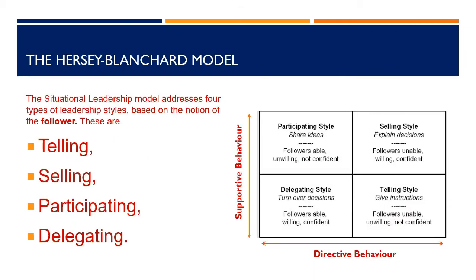The Situational Leadership Model addresses 4 types of leadership styles, based on the notion of the follower. These are telling, selling, participating, and delegating. The goal is to develop followers to the delegating level, as seen in the matrix here, which distinguishes followers as requiring high or low levels of direction, and high or low levels of support from the manager.